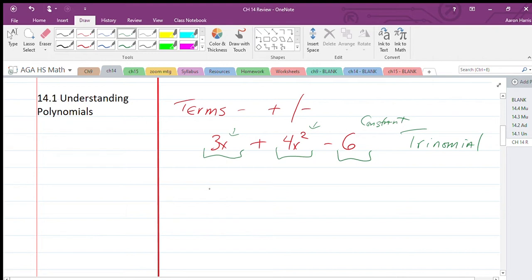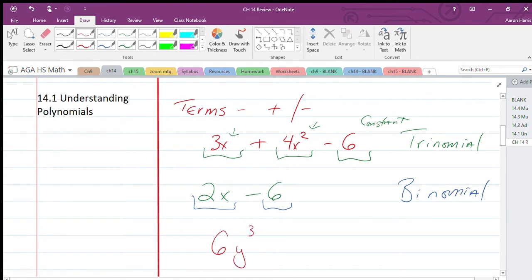Okay. So what if I had 2x minus 6? How many terms do you see? There's 1, there's 2. So that is called a what? Binomial. Okay. And then if I plainly have 6y to the third, what is that called? How many terms? It's just 1. So that is called a monomial. Okay. So you should see mono, bi, and tri.